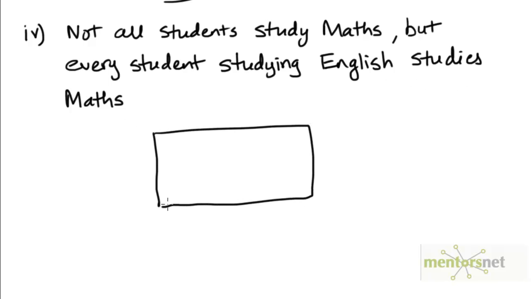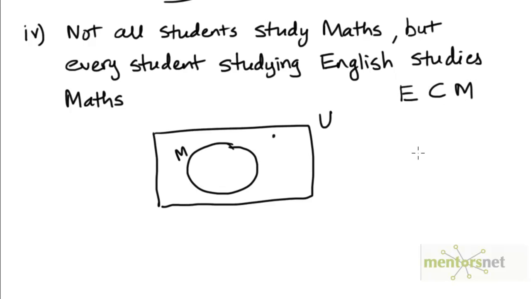So we draw the universal set again, and we are given that not all the students study maths. So if we were to represent the set M like this, not everyone studies maths. This means there are some students outside of the set M. Then we are given that every student who's studying English studies maths. This means the set E is a subset of the set M. So the set E has to be drawn inside the set M. So this is the corresponding Venn diagram.